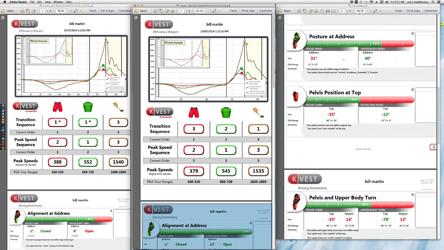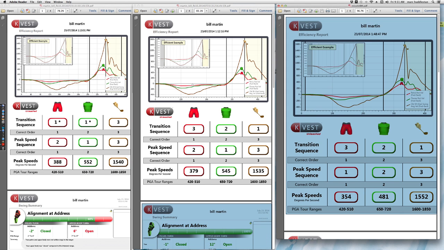So let's just go through your Kvest findings. The swing on the left and the center are your good hits, and this one in blue is your miss hit. Now these lines look pretty similar, but what we can say is that there's a stable pattern in your good swings. And the stable pattern is related to the sequencing and when each segment hits its top acceleration.